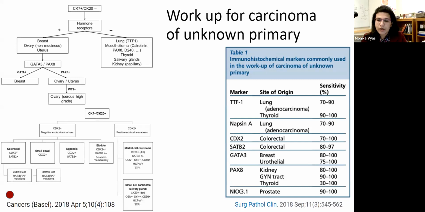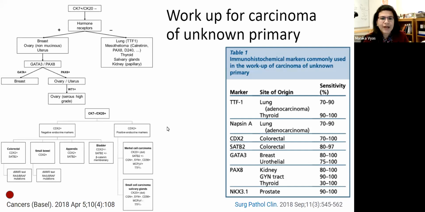And GATA3 positivity would point to breast or urothelial origin. And then PAX8, again, multiple organs can show positivity, including kidney, GYN tract, and also thyroid. So you need to do additional markers in conjunction with these transcription factors to narrow it down to one particular organ. And then NKX3.1 is quite sensitive and specific for prostate origin.